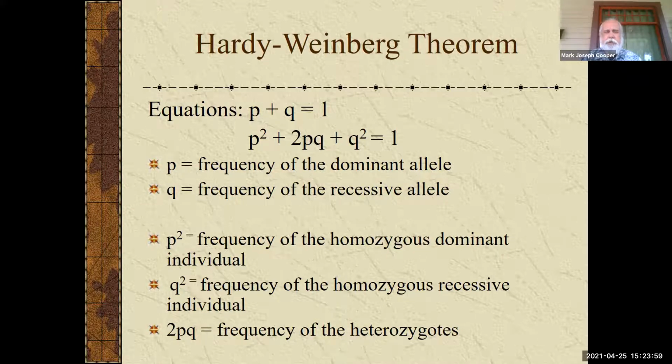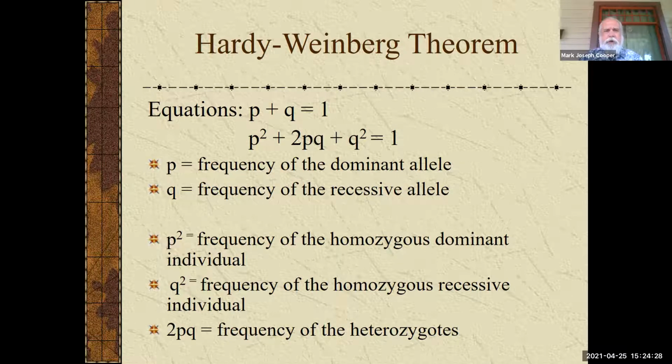Now, the first one, hopefully those are simple to remember, p is always going to stand for the frequency of the dominant allele, and q is going to be the recessive allele. So in the last picture, the p was standing for the circles that were red. That was obviously the dominant trait. And then q was going to be the white one. And of course, that has to equal 100%. It just has to.